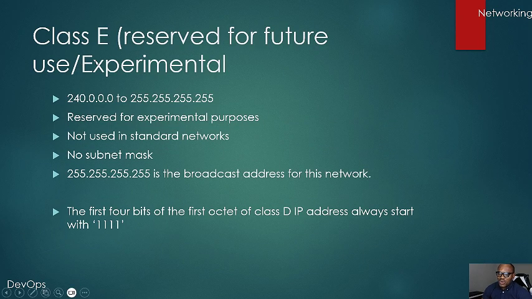We also have the Class E IP address range, which is reserved for future and experimental use, which ranges from 240.0.0.0 to 255.255.255.255, and is reserved for experimental purposes. It is not used in standard networks. It has no subnet mask.